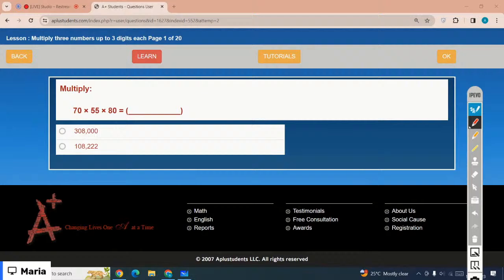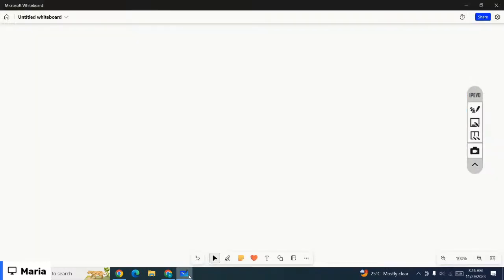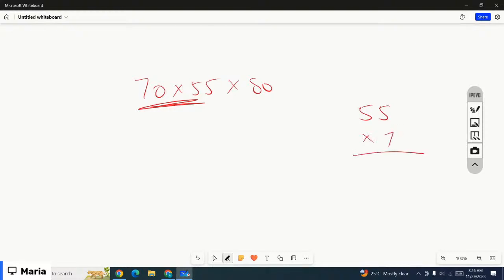Okay, 70 times 55 times 80. Just make a pair, multiply them. 55 times 70, right? Just multiply the non-zero values. 55 times 7. 7 times 5 is 35. 5 here and 3 carry. Then 7 times 5 is 35, 36, 37, 38.